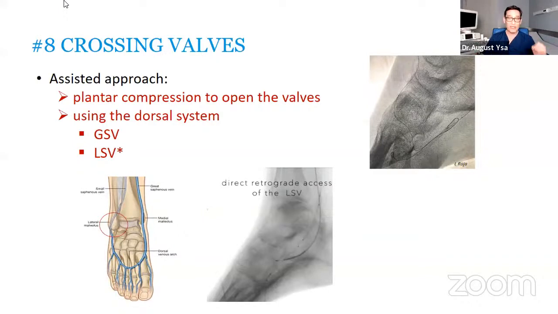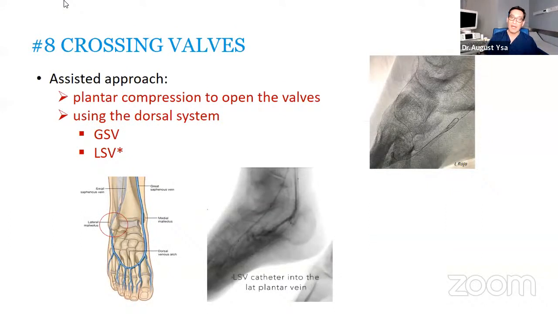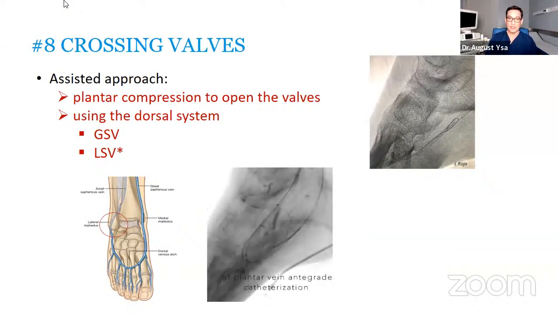The axis is pretty straightforward because you just need to puncture ultrasound guided at the level of the malleolus, and this can make crossing the valve, make your life a lot easier, as you can see on this image.